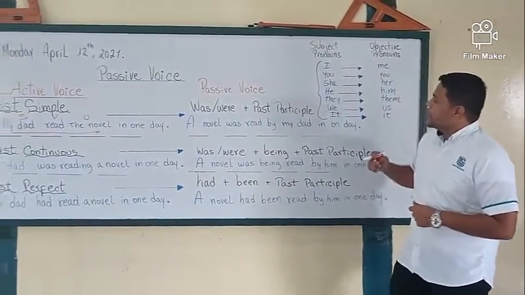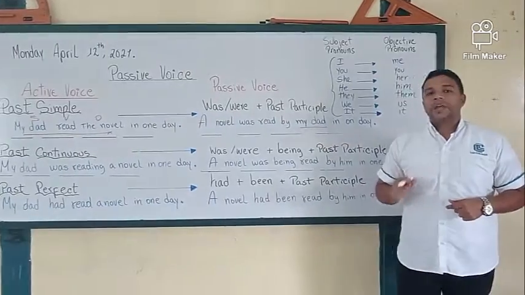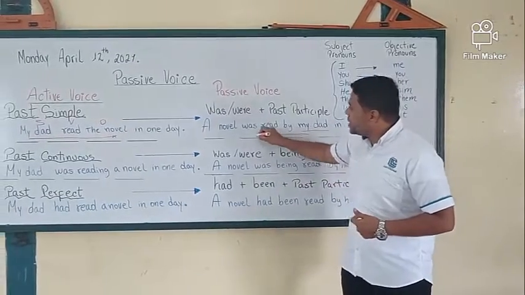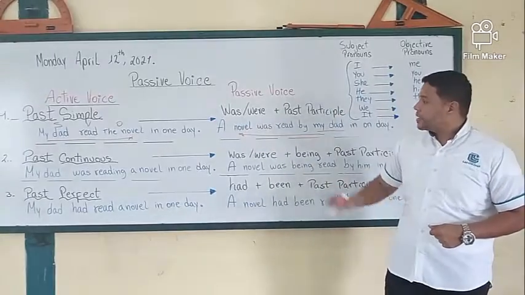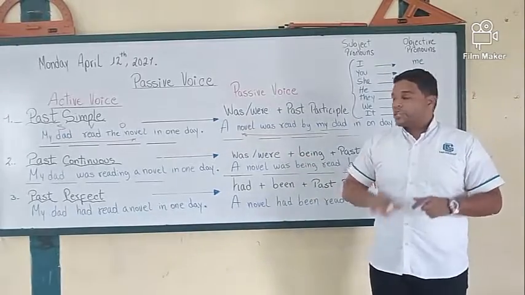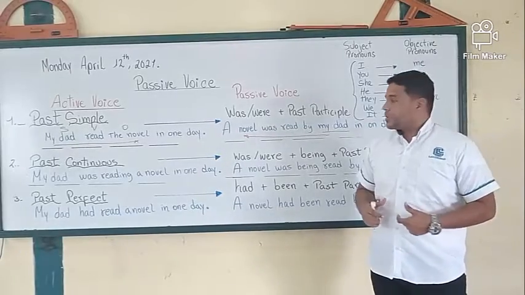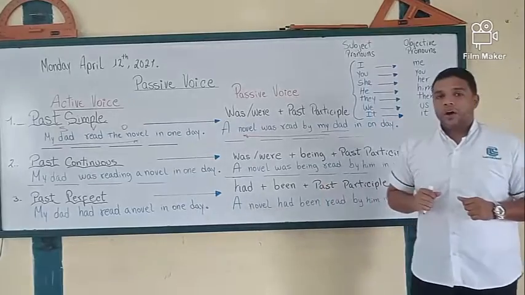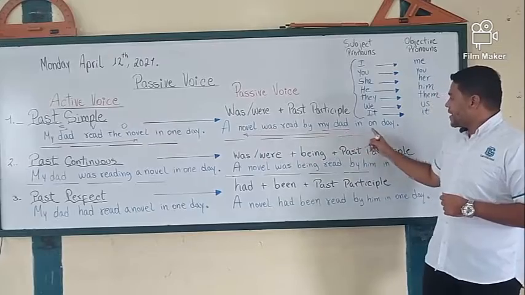In this case, we're going to have my dad, but my dad here is not going to be an object, it's going to be the agent. The agent who's doing the action to our now subject, okay? A novel was our object, but in the passive voice it's going to be our subject. So that is to say that there are some changes involved in this kind of structure. So a novel was read by my dad in one day.